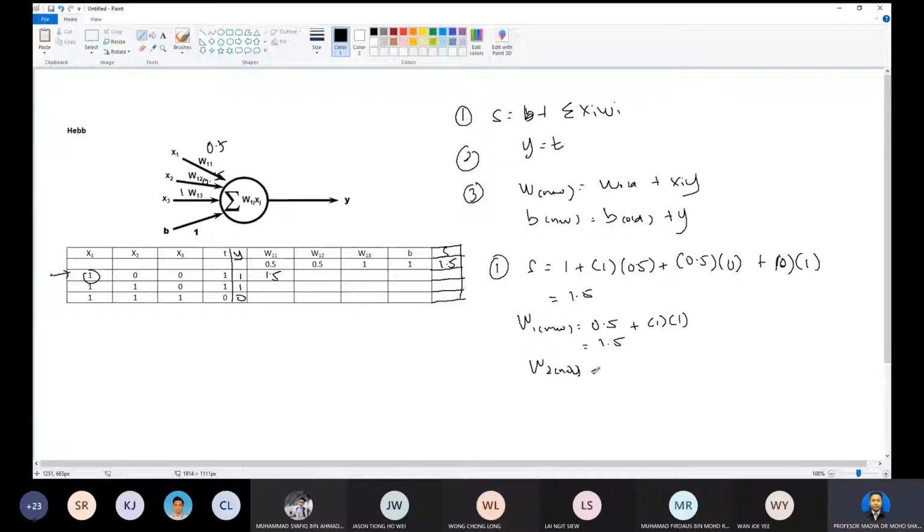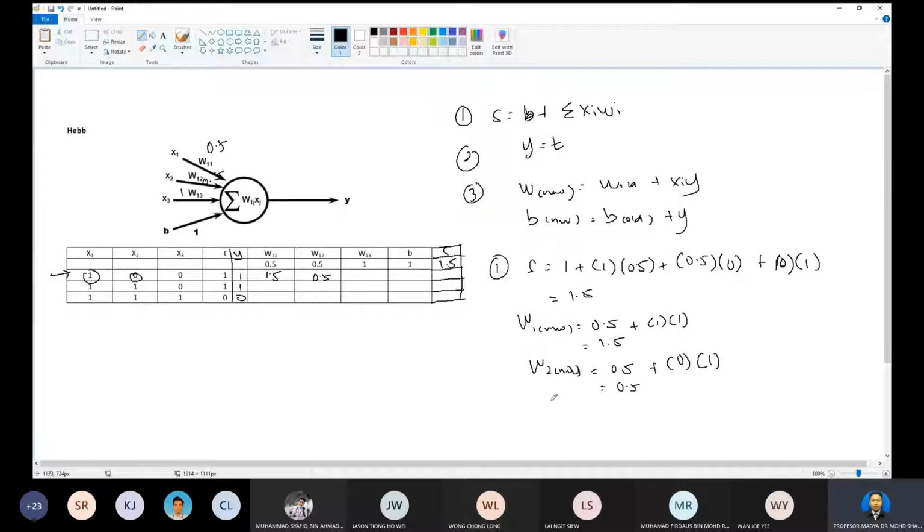Then next, for the second, weight 2. Weight old is 0.5, x2. X2 will be 0, multiplied by 1, so the answer will be 0.5. So this one will be maintained, no adaptation.